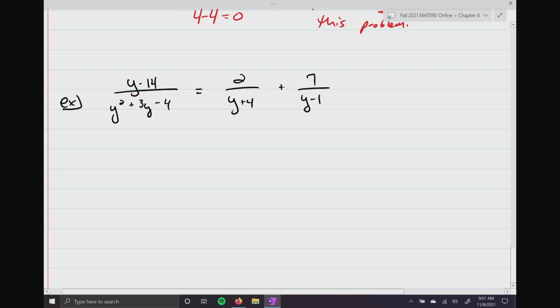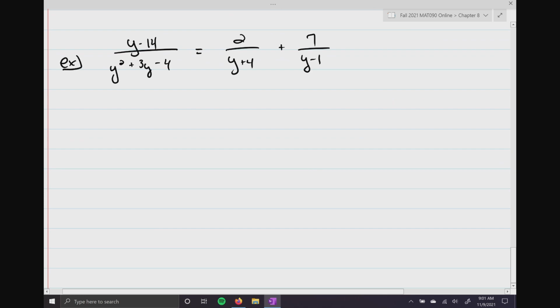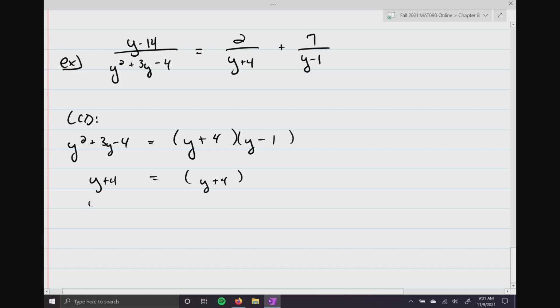All right, so here's our next one. So y minus 14 over y squared plus 3y minus 4 equals 2 over y plus 4 plus 7 over y minus 1. So we're still going to find that LCD. So my LCD, I'm going to write it underneath. y squared plus 3y minus 4. Well, that looks like it can factor down into y and a y, a plus and a minus, and it looks like it's going to be a 4 and a 1. Now, the other denominators, y plus 4, well, that's prime. Doesn't factor. y minus 1, that stays the same.